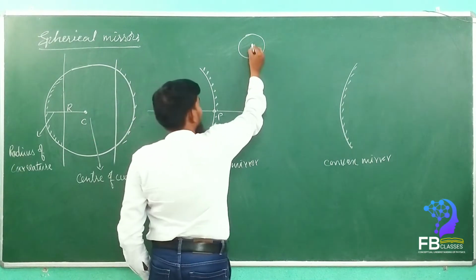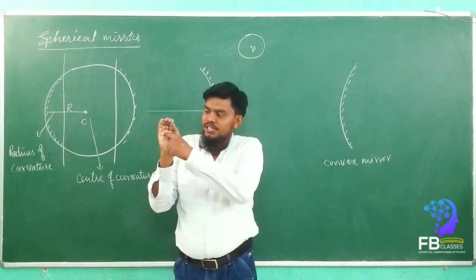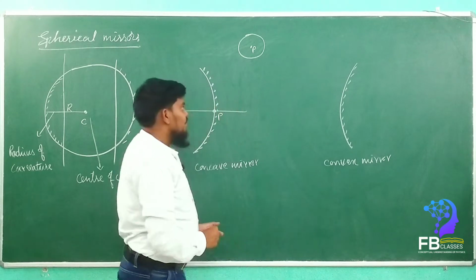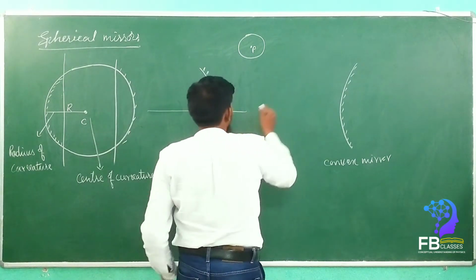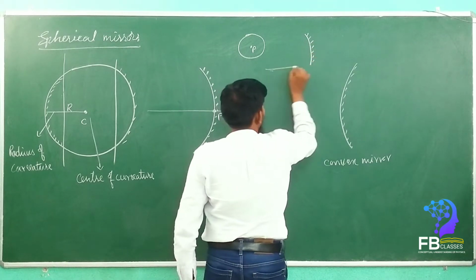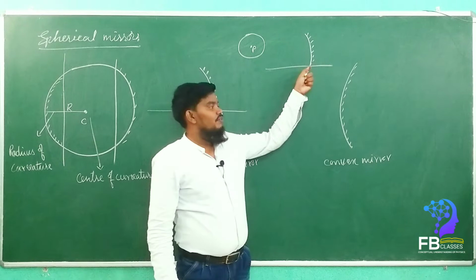So the pole we take as the center of a mirror. Are you getting my point? Here, the center of a mirror we call the pole. But see, for example, if you take this mirror, see here, if you take it like this, now for this mirror, which point is the pole?